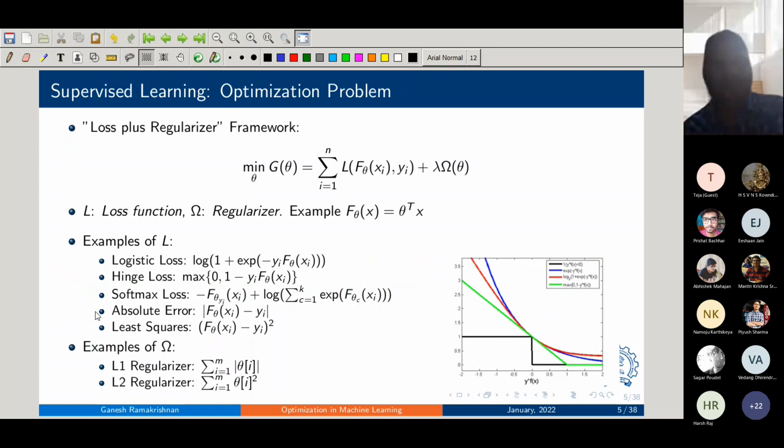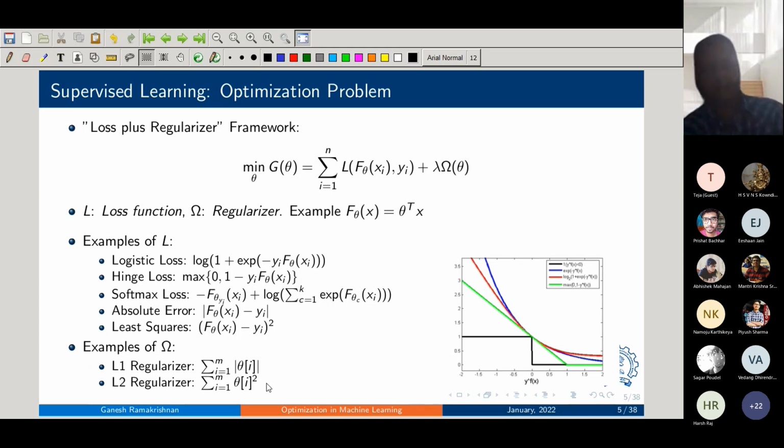Okay, let's continue. So now what are examples of the regularizer? Now this is interesting. As I said, the regularizer can play a critical role in convergence. So L1 and L2 are very well known standard regularizers. The L1 regularizer interestingly brings more sparsity than the L2 regularizer.